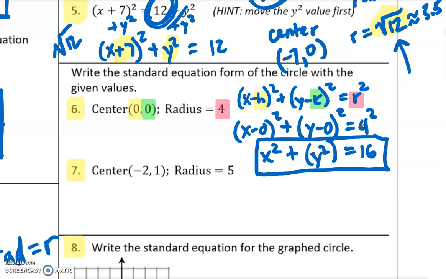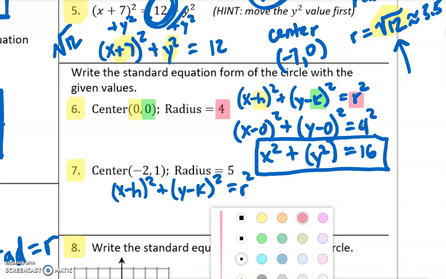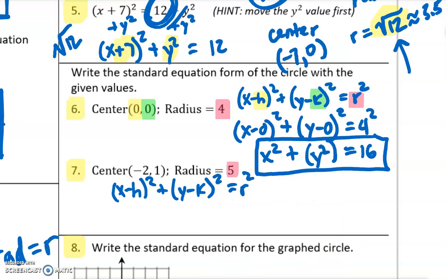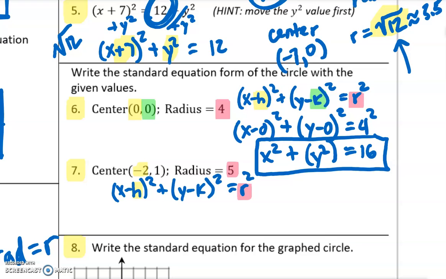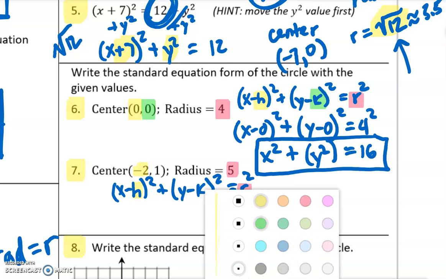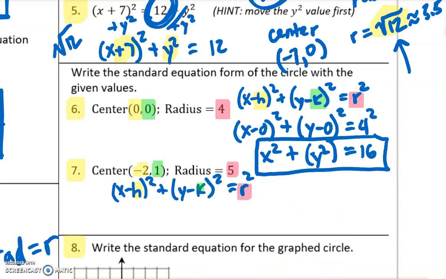We're going to do the same exact thing for this last one, right? Let's write the equation of a circle: (x minus h) squared plus (y minus k) squared equals r squared. So we have our radius, 5. We're going to plug that in there. We have our h value, which is negative 2. That's going to be plugged in there. We have our k value, which is 1. We'll plug that in there, and then we'll just clean it up. It's really as simple as that.